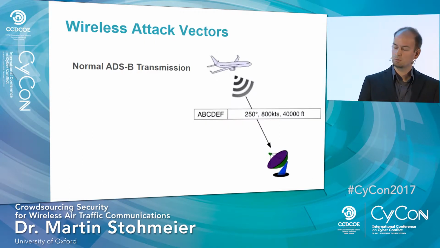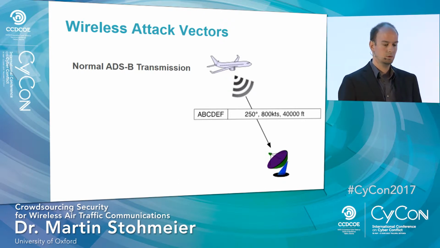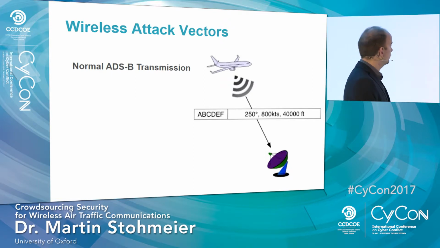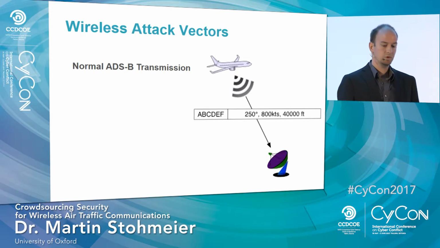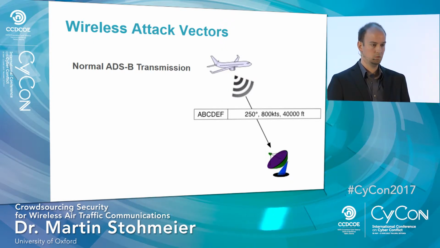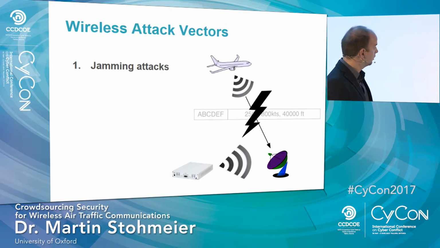So let's look at the potential attacks here. First, let's consider the normal case, ADS-B transmission by an aircraft to a ground station. As you can see here, on the left, we have an identifier, 24-bit. That's broadcasted in a message alongside with a few other messages on position, velocity, and heading, for example, altitude included. So now we introduce an attacker, symbolized here by a software-defined radio.